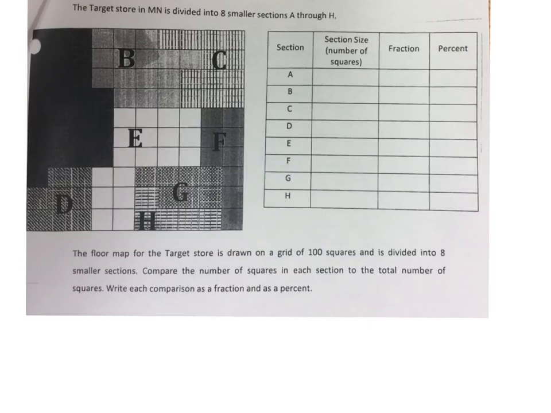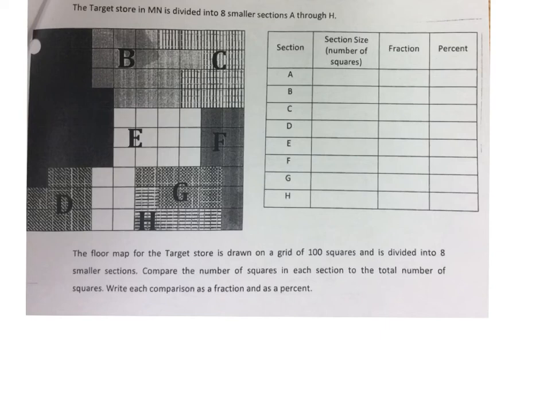Okay, on this question it says the Target store in Minnesota is divided into 8 smaller sections, A through H. They want the floor map for the Target store to be drawn on a grid of 100 squares divided into 8 smaller sections. We have to compare the squares in each section to the total number of squares. Write each comparison as a fraction and as a percent. Okay, we're not going to go ahead and do every single section because that would be a little repetitive.